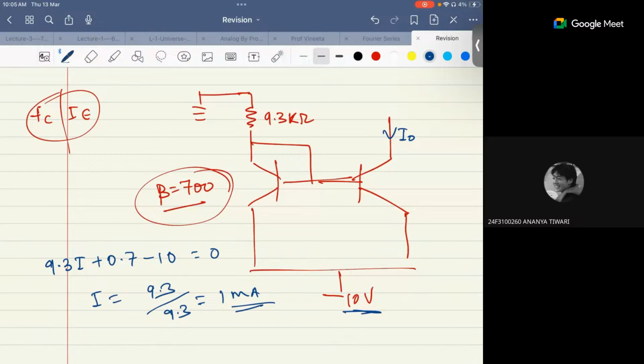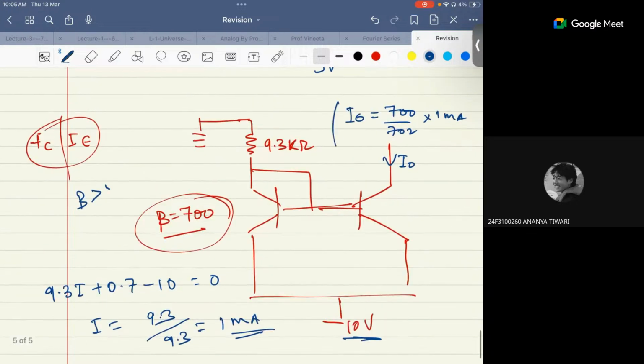Okay, so mirroring this type of problem, I hope you'll be able to solve it. But here I out will be different, right? Why? Because here beta is given. Like I told you, whenever beta is given as more than some 100 or 200, you just take it as high. Even though the I out will be here 700 upon 702 times 1 milliampere, it's the same as 1 milliampere, right? So no need to calculate that. So this is how generally you'll calculate.